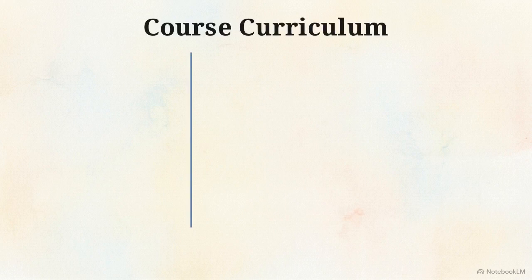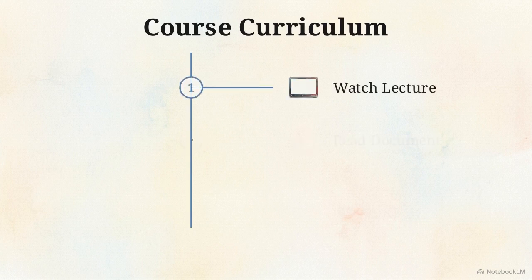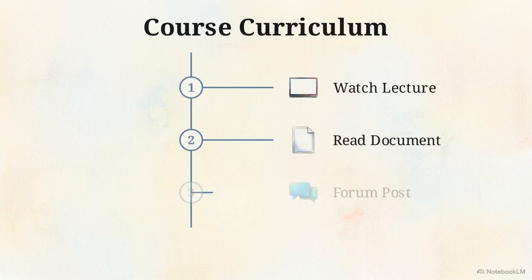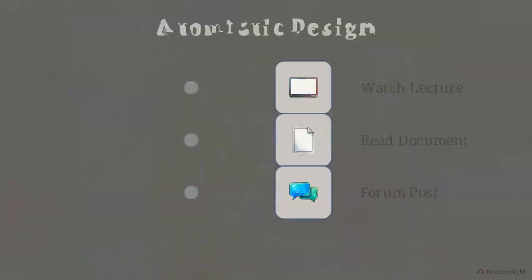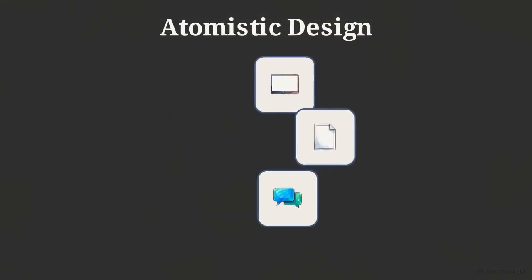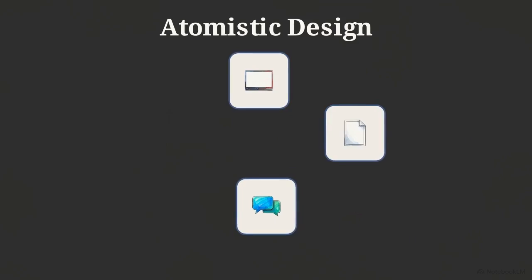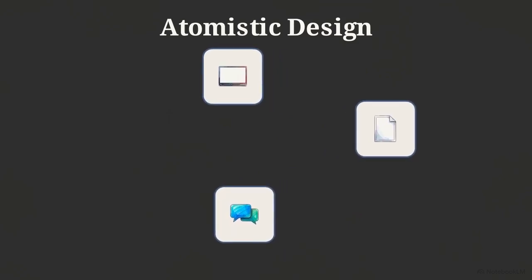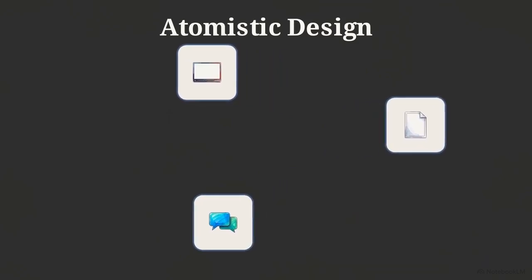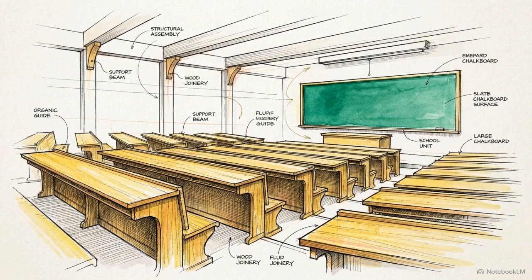Many instructors treat online course curriculums as a sequential checklist where students progress through isolated tasks, watching a lecture, reading a document, then posting in a forum. Researchers describe this as atomistic learning design, characterized by the fragmentation of information into disconnected components. This structure often stems from trying to replicate face-to-face instruction in a digital space.